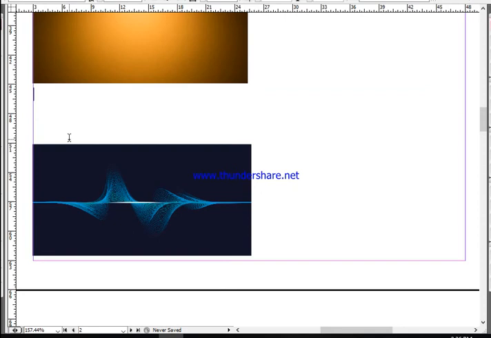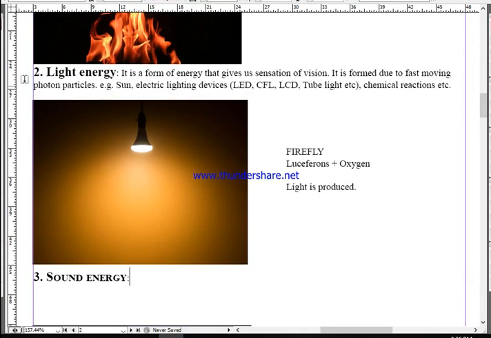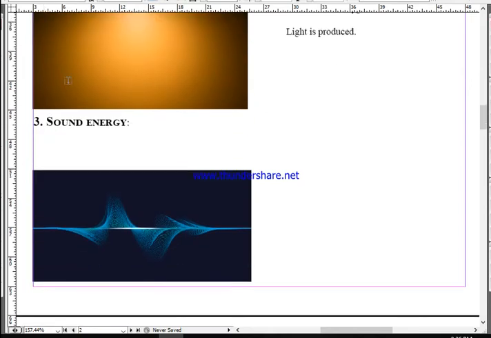This one is sound energy. Number 3, sound energy. Does it look like sound? Well, it may not look like sound to you, but it is sound.